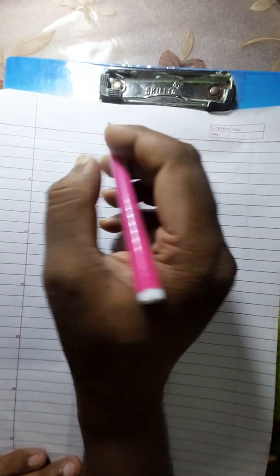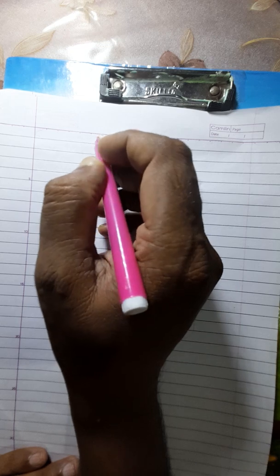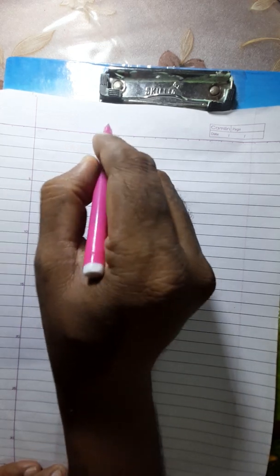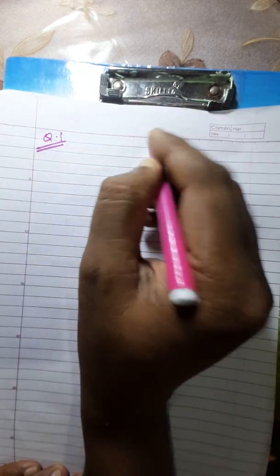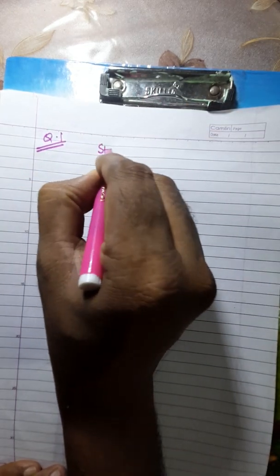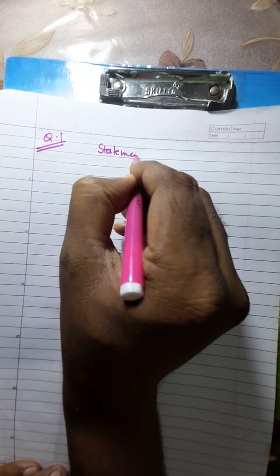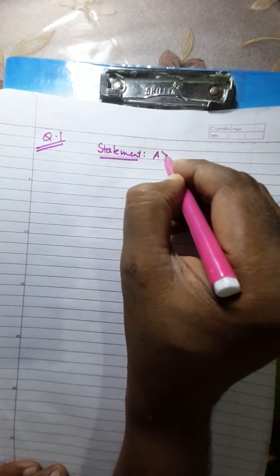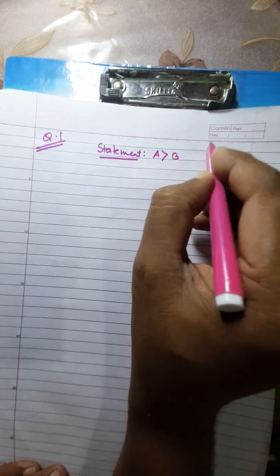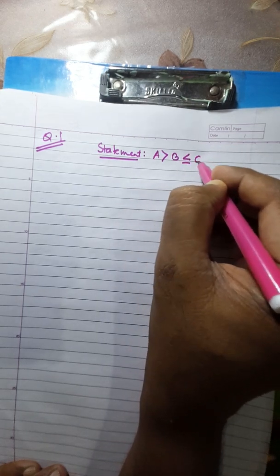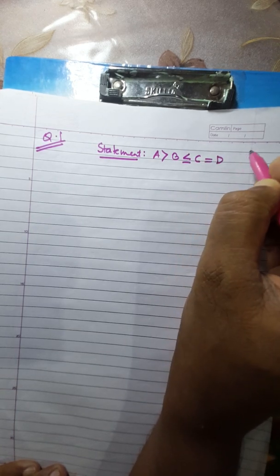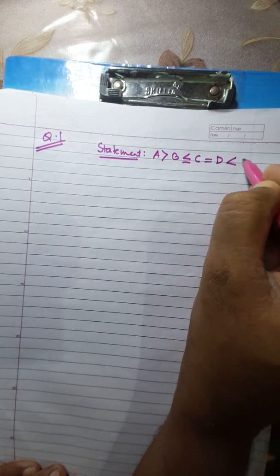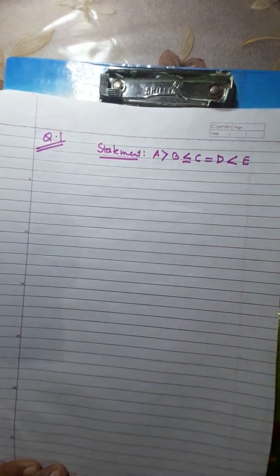See, a statement is given here. What is the statement here? A is greater than B. B is less or equal to C. C is equal to D. And D is less than E. This is the statement.